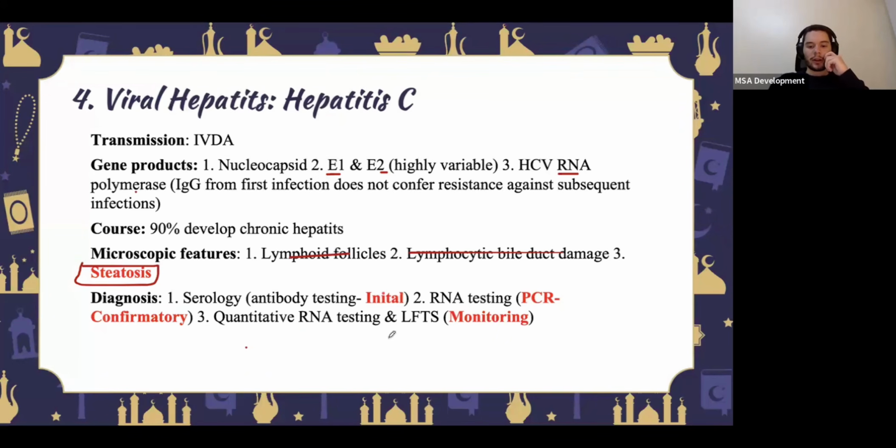Finally, is for quantitative RNA testing. This is used for monitoring. This is for patients afterwards, to see the levels of hepatitis C RNA in their body, and see how progressing or regressing the disease is.